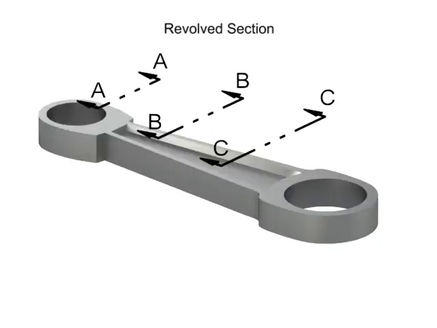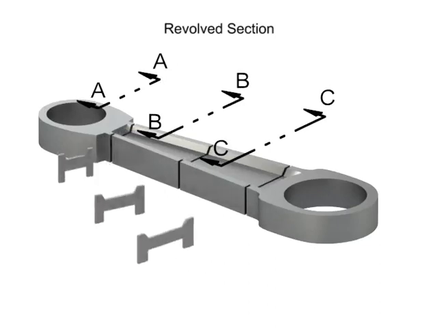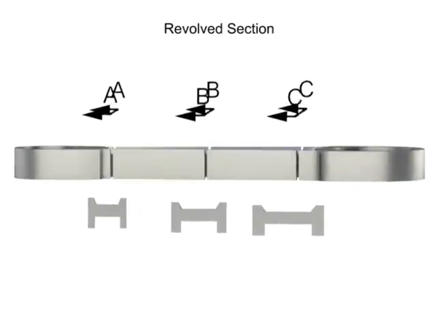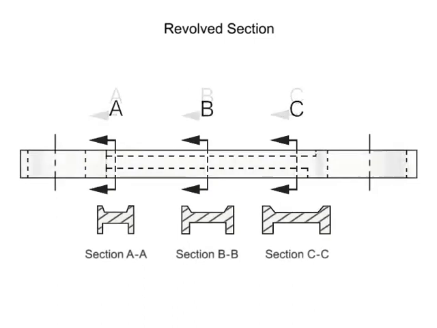Removed sections are actually revolved sections that are moved to another location on the drawing. Removed sections are used when a part, such as this connecting rod, changes in cross-section from one point to another.